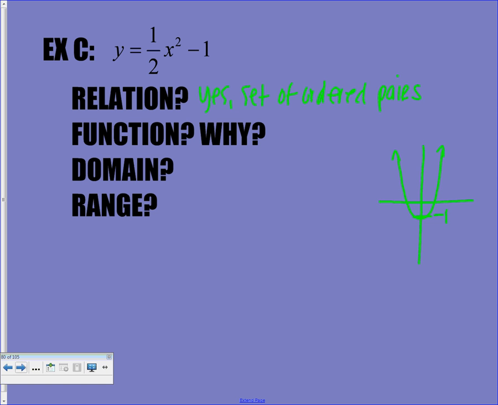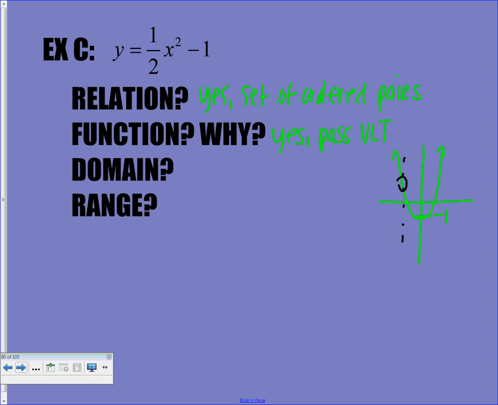So if I take a look at my graph over here, if I draw a vertical line through there, it only crosses once. One cross is a pass. So this is, yes, it is a function, and you are going to say because it passes the vertical line test, and you can absolutely just shorten that to VLT.